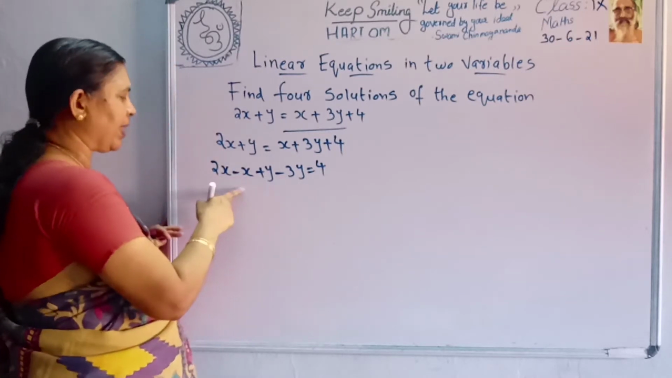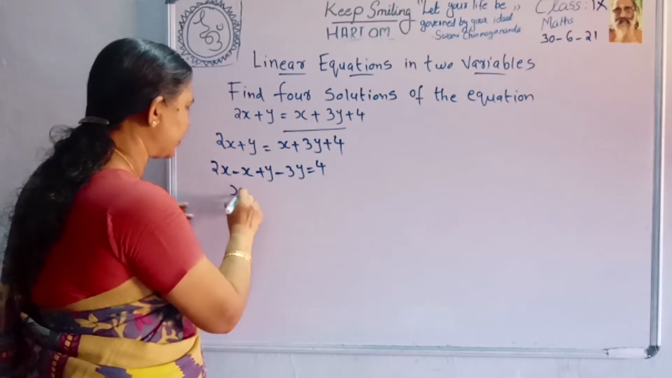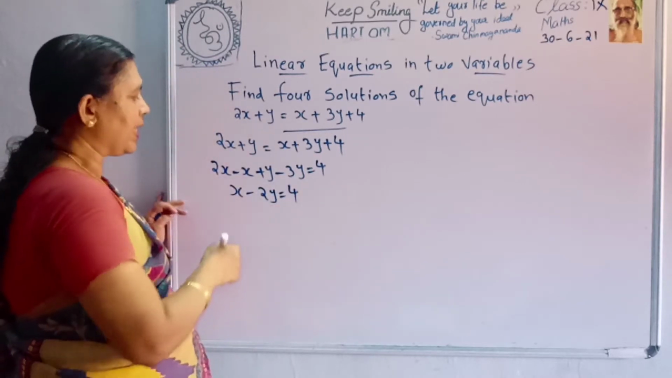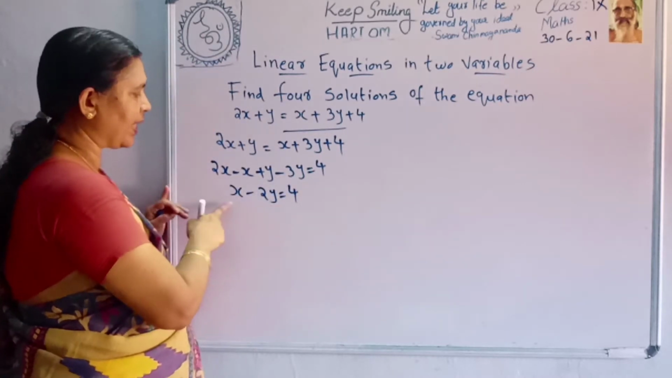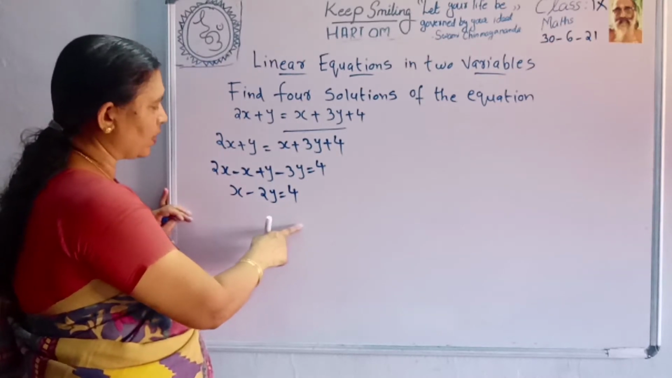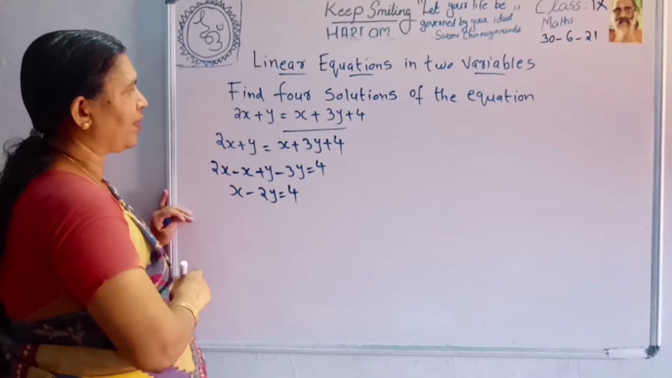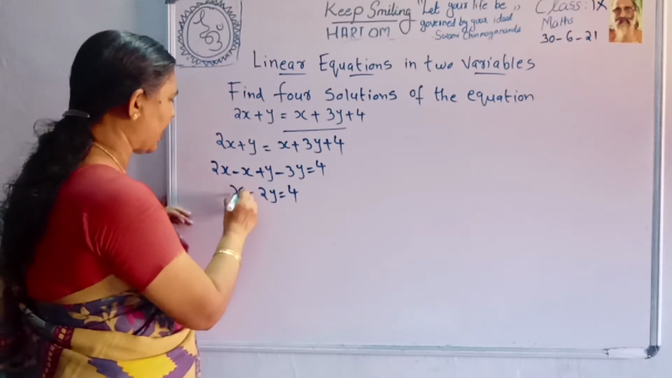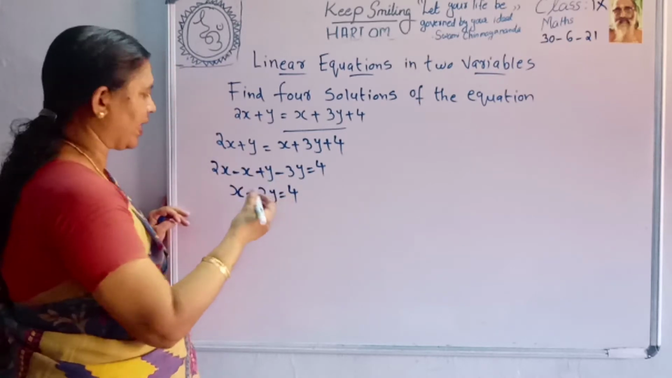Then what is 2x minus x? It is x. So x minus 2y is equal to 4. So we got a linear equation in two variables, that is x minus 2y is equal to 4. Then you are asked to find four solutions of the equation. So first we put a value for x, then we will get a value for y.